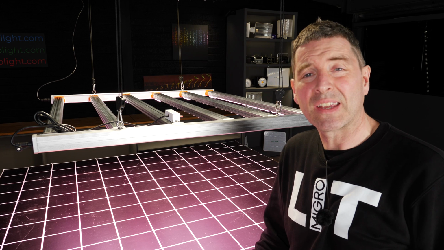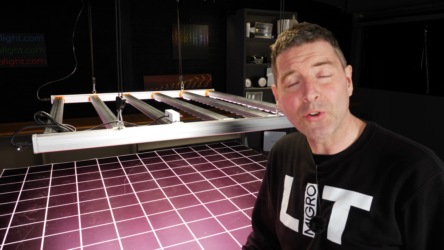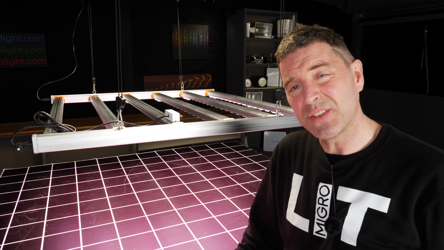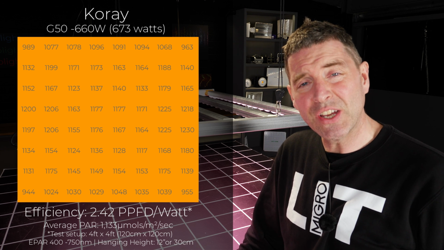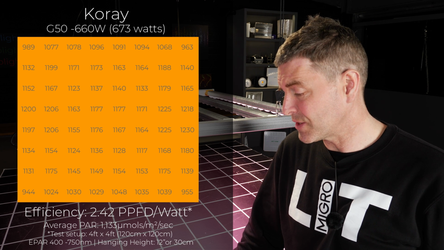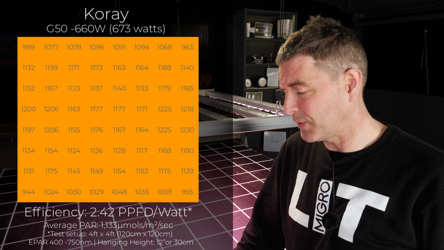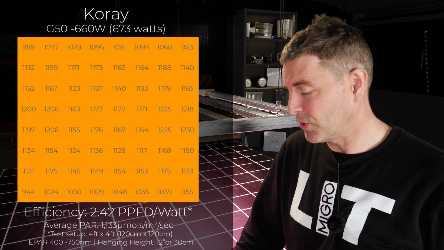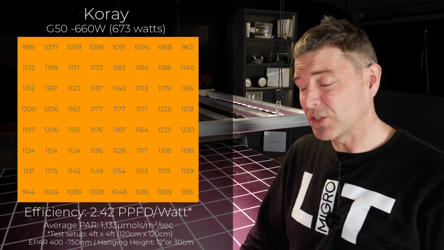First of all, using enclosed walls, so it's silver mylar walls around it in a 4x4 at 12 inches hanging height. Initially at 12 inches, the average power was 1133 micromoles, which is a really high value. Very good uniformity as well. You can see there's very little drop. Max is about 1200, min is about 1000, so about 0.8 or thereabouts uniformity. And a system efficiency of 2.42, which is really, really good.